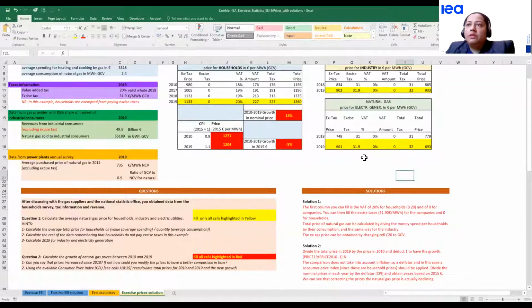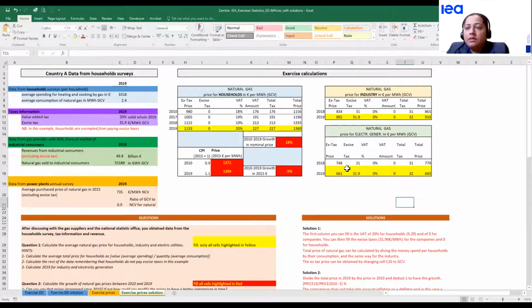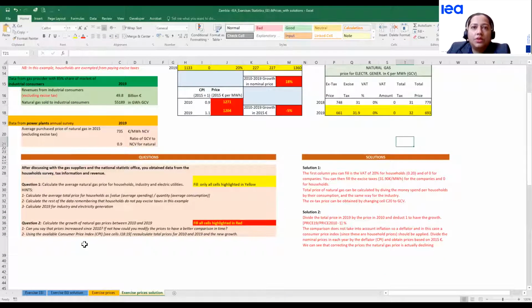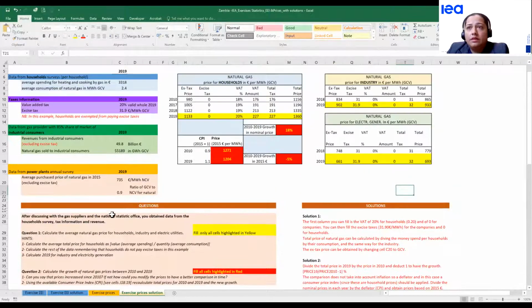So we have filled the 3 tables for prices, and now let's look at question 2. Calculate the growth rate of natural gas prices between 2010 and 2019. So here you do a simple growth rate of 2019 divided by 2010 minus 1, and you get an increase of 18% in nominal price.